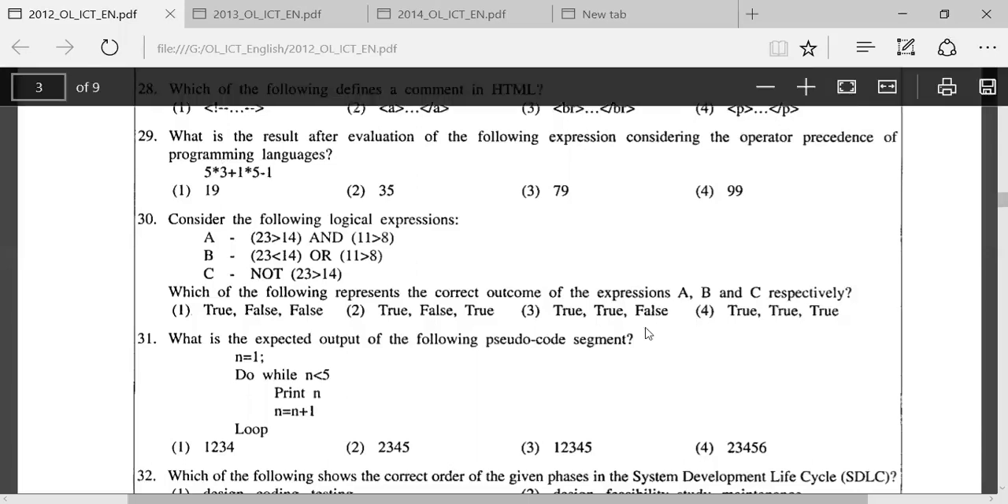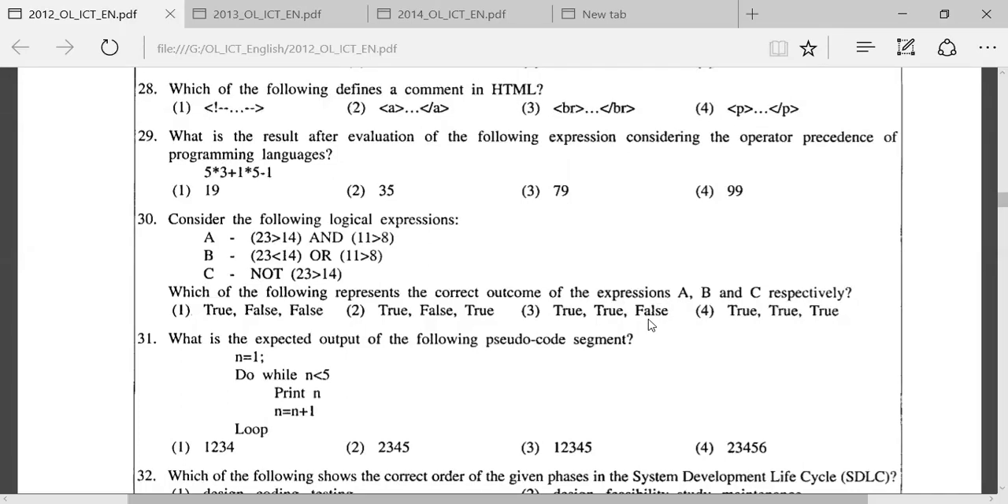Right. Now we will discuss the 2012 paper. In 2012, there were 3 questions: 29, 30, 31. Initially, I will consider them one by one. Question number 29.